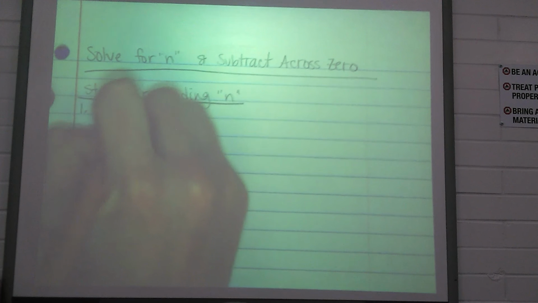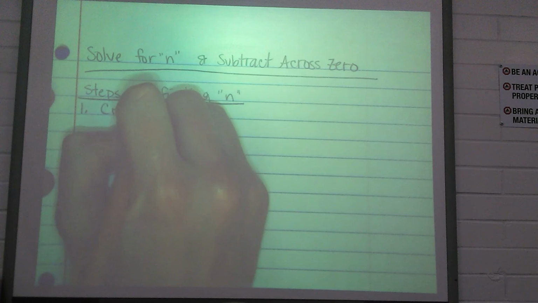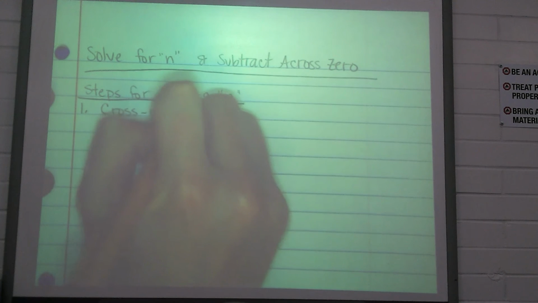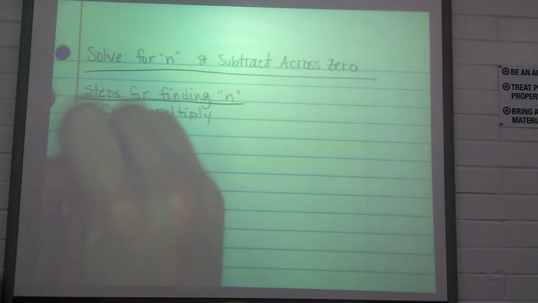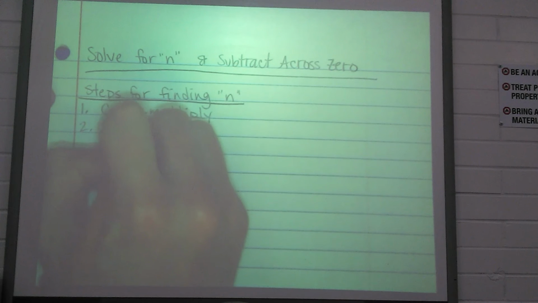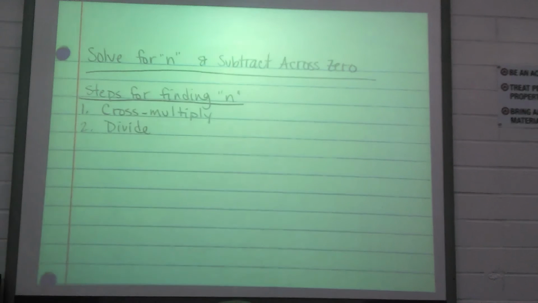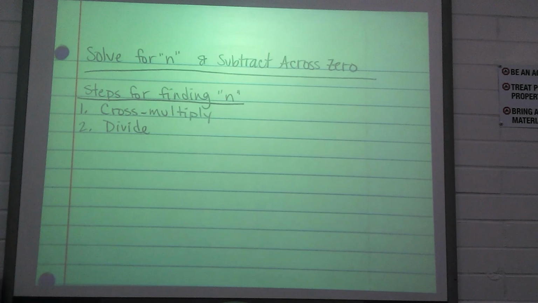First, you're going to cross multiply the numbers that are given to you. And then next, you're going to divide to find what n equals. Pretty simple steps here, right? Okay, so let's see.